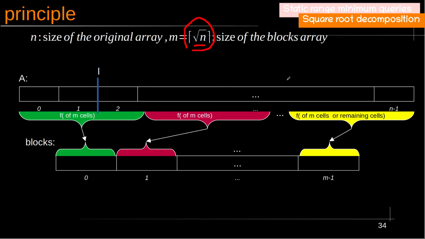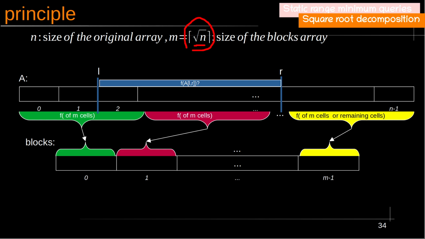If I want to know the range minimum between two boundaries from left to right, or the sum or the max or any other function, we want to apply f on the original array from left to right, as we have seen in the first parts of this lecture. f could be min or max or sum or GCD or product or any other function.